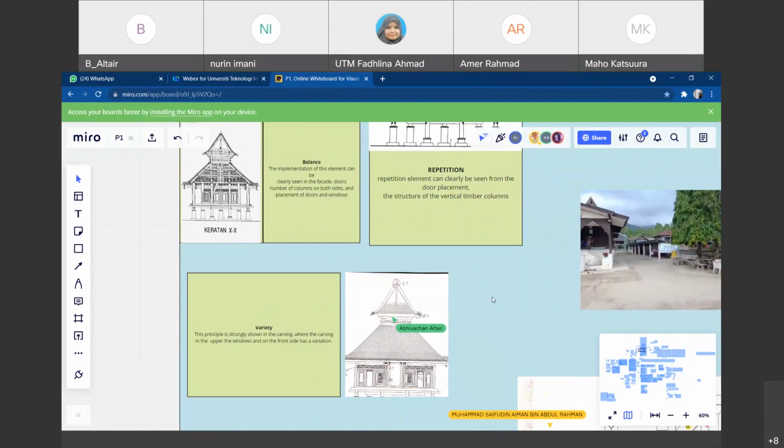This principle is shown in the carving, where the carving in the upper part of the window and the front side has a variation. The window frame has a variation of carving.